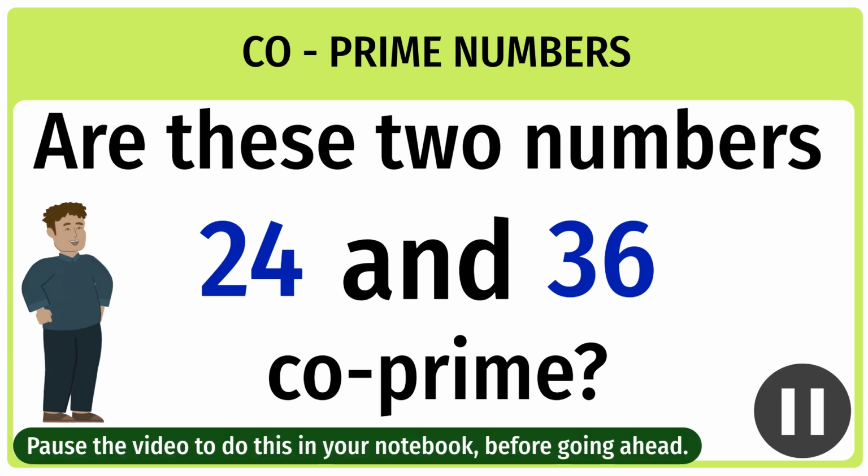Are 24 and 36 coprime? What are coprime numbers? When two numbers have no common prime factors, they are coprime. So, if you can find even one common factor between the two, except one, they are not coprime numbers.